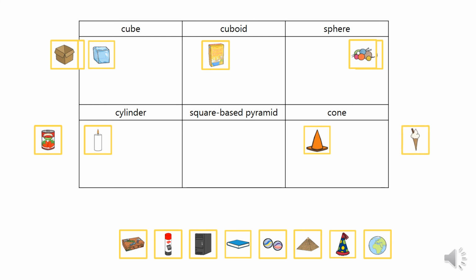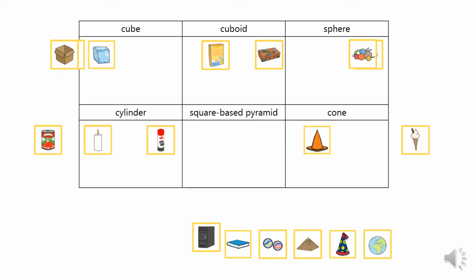It's a cone. What about the suitcase? It's a cuboid. What about the glue stick? You might have these in your classroom and you might be able to figure this one out. The glue stick's a cylinder. What about this monitor for the computer? It's a cuboid. What about a book? A book is also a cuboid.